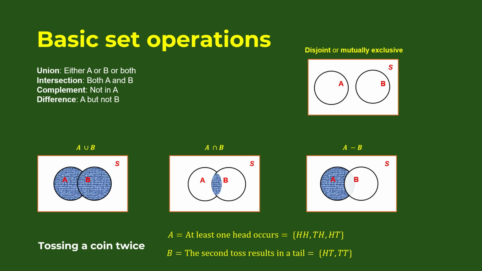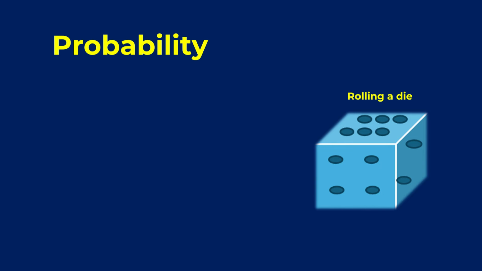So in this case, A union B will contain all possible outcomes, that is, it is equal to our sample space, whereas A intersection B will be a simple or elementary event containing only one element, that is HT. A complement will also contain only one element, that is TT, and A minus B will contain two elements, HH and TH.